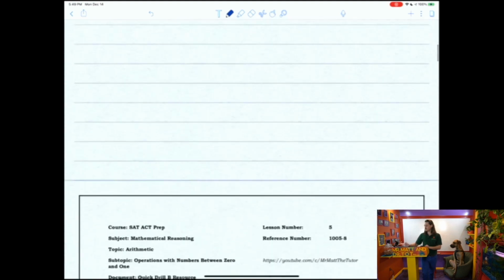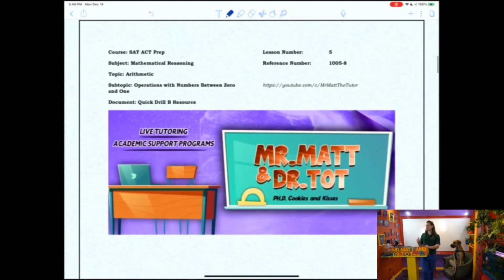This document is going to be available on Certified Learning Center's website. Just make sure that you're looking at the document with the reference number 1005-8. Both the Word and the PDF will be available using the links in the description below.